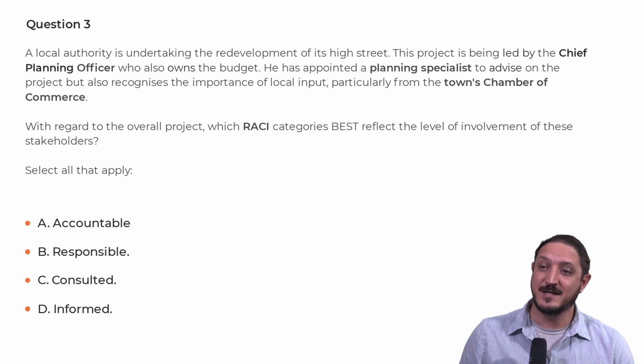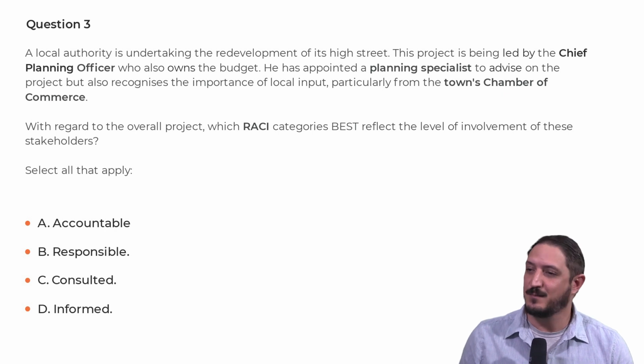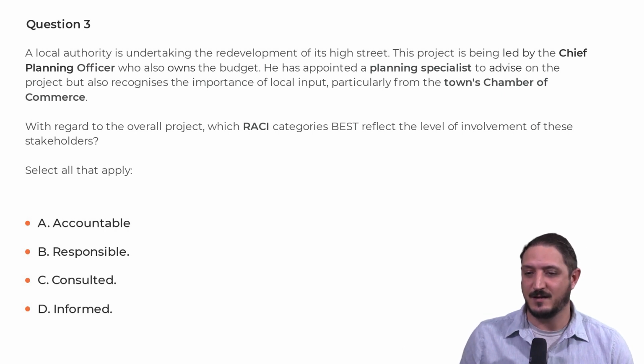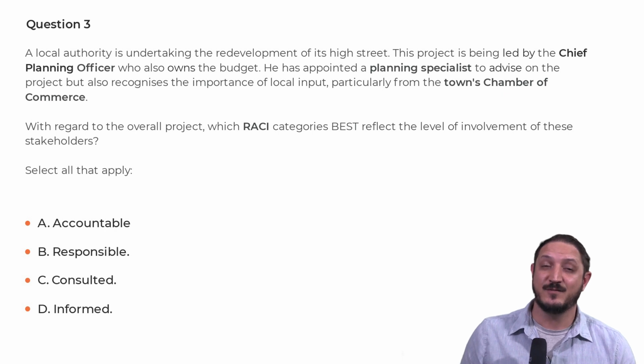So, a local authority is undertaking the redevelopment of its high street. The project is being led by the Chief Planning Officer who owns the budget. He has appointed a planning specialist to advise on the project, but also recognizes the importance of local input, particularly from the town's Chamber of Commerce. With regard to the overall project, which RACI categories best reflect the level of involvement of these stakeholders? Select all that apply. So we have 4 answers here. It's accountable, responsible, consulted, and informed. And it is fairly obvious here that they're asking about RACI.